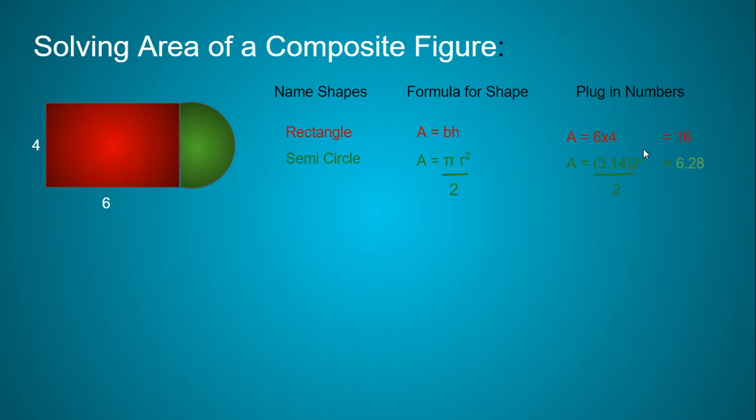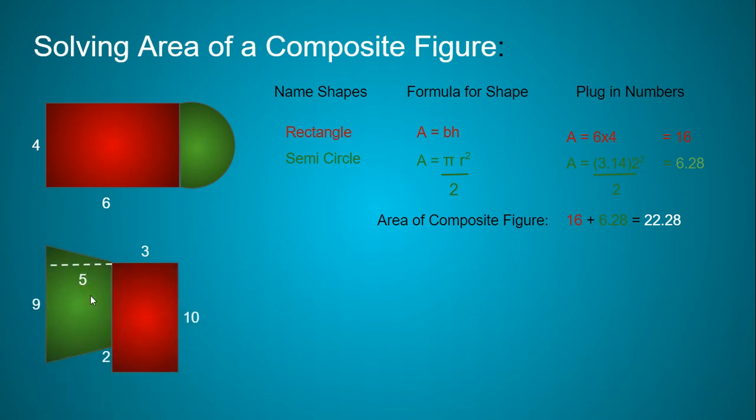In order to solve for this, we have to do our exponent first. So 2 squared means that we are multiplying 2 times 2, which is 4. Then I would divide 4 by 2 to give us 2, and 2 times 3.14 gives us 6.28. Now, to have the actual area of the whole figure, both shapes together, you simply add. So I'm adding 24 plus 6.28, and this gives me an area of 30.28 for this composite figure, everything that's colored in.